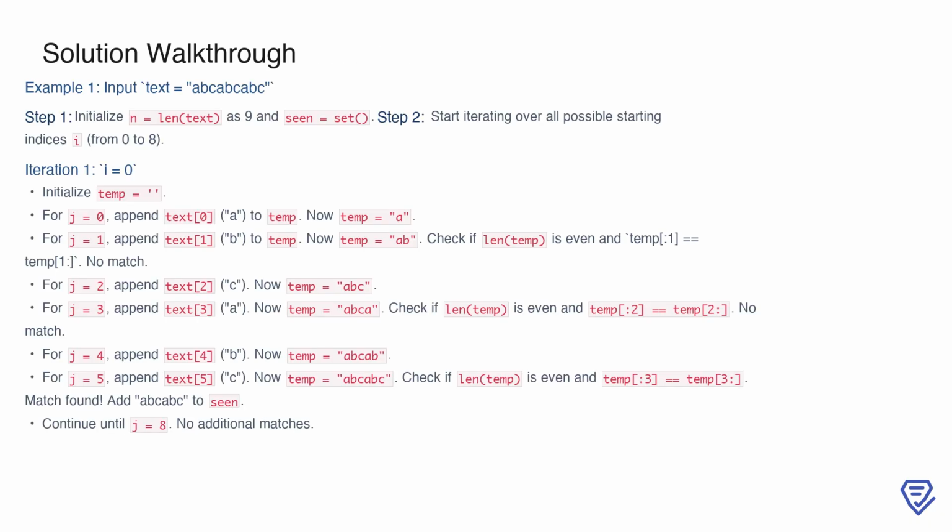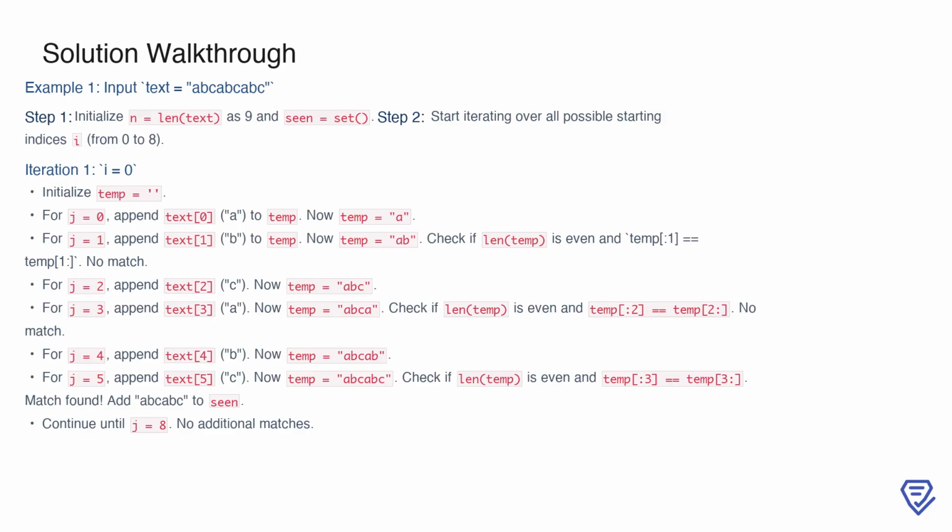To solve this problem, we start by initializing the length of the input string text as n, which is 9 in this example, and we create an empty set called seen to store distinct echo substrings. The goal is to iterate over all possible starting indices i in the string, from 0 to 8.